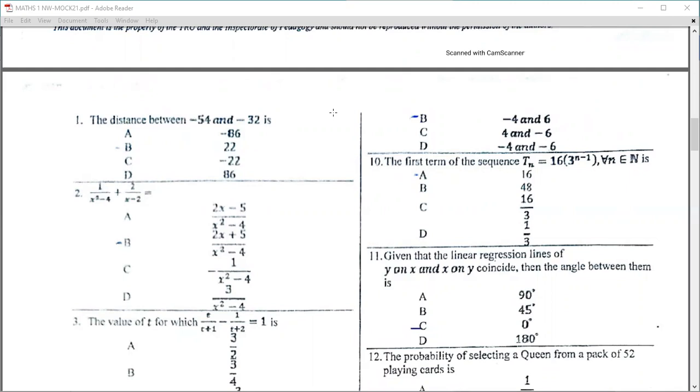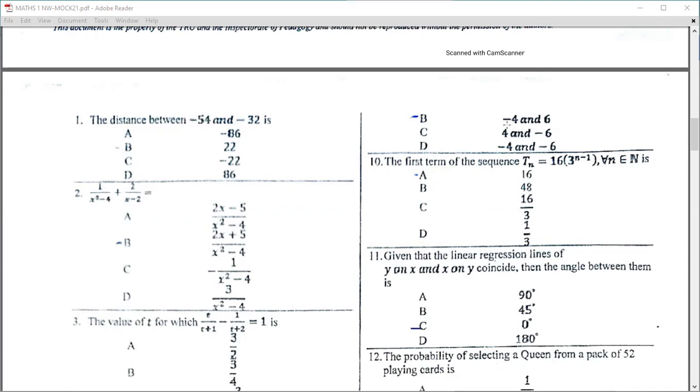If you do the calculation, if you take minus 32 minus 54, what are you going to have? You are going to have 22 as the distance, okay? Even if you take the other one at the end, the distance should always be positive. So here, our key is going to be, yes, of course, our key is B.